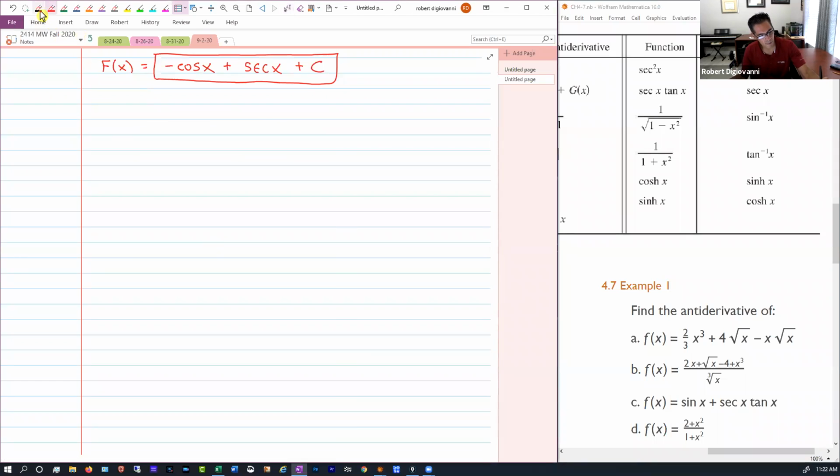All right, last example, and this one is the most interesting. 2 plus x squared over 1 plus x squared.